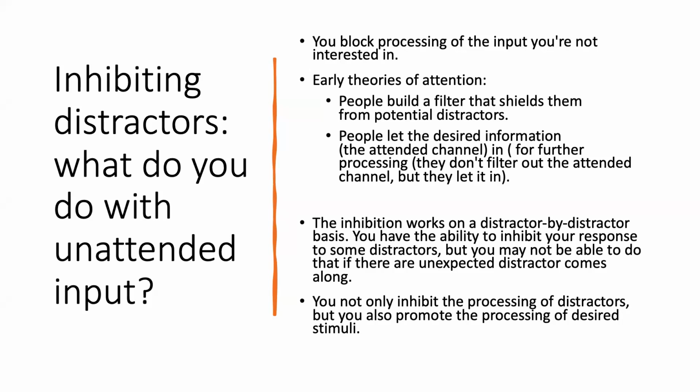The inhibition works on a distractor by distractor basis. You have the ability to inhibit your response to some distractors, but you may not be able to do that if an unexpected distractor comes along. You not only inhibit the processing of distractors, but you also promote the processing of desired stimuli.